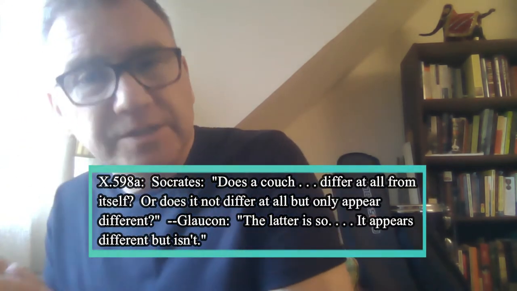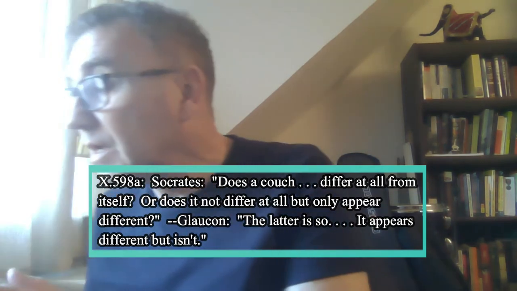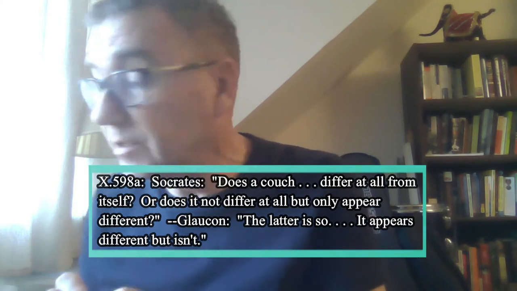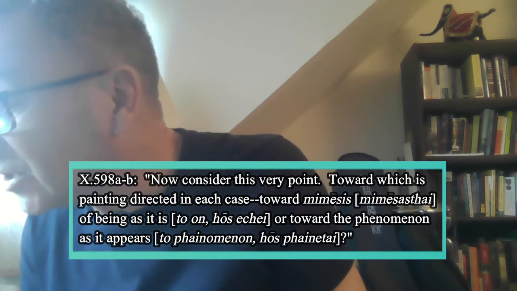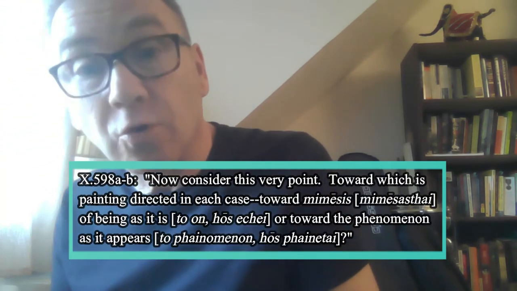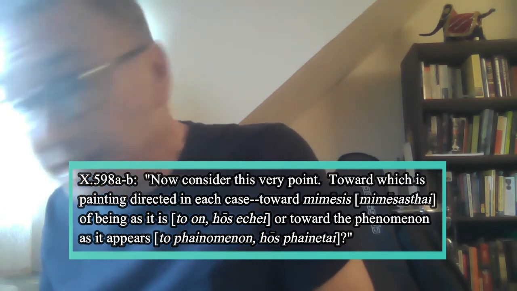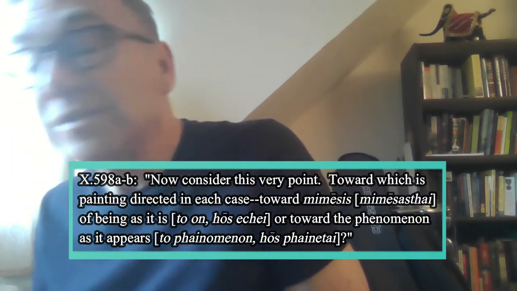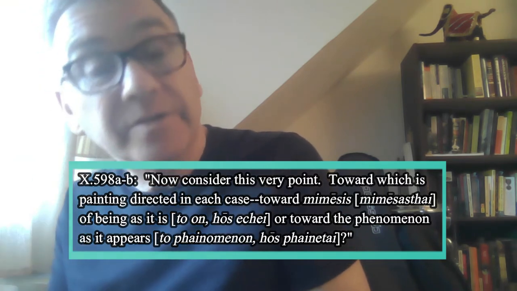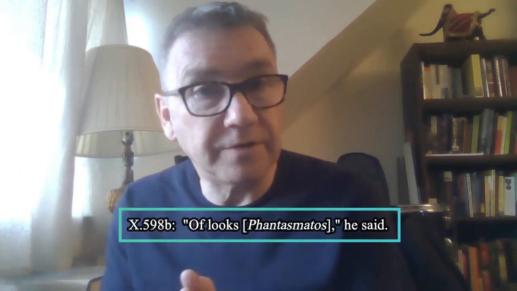And then look at what he says about the painter now. First he's just asked Glaucon, does it differ from itself, or does it not differ at all, right? And Glaucon says, the latter is so. It appears different. But then Socrates says, okay, now consider this point. Towards which is painting directed? Towards the mimesis of being as it is, or towards the phenomenon as it appears? And Glaucon agrees. It's an imitation, a mimesis of looks, of phantasms.